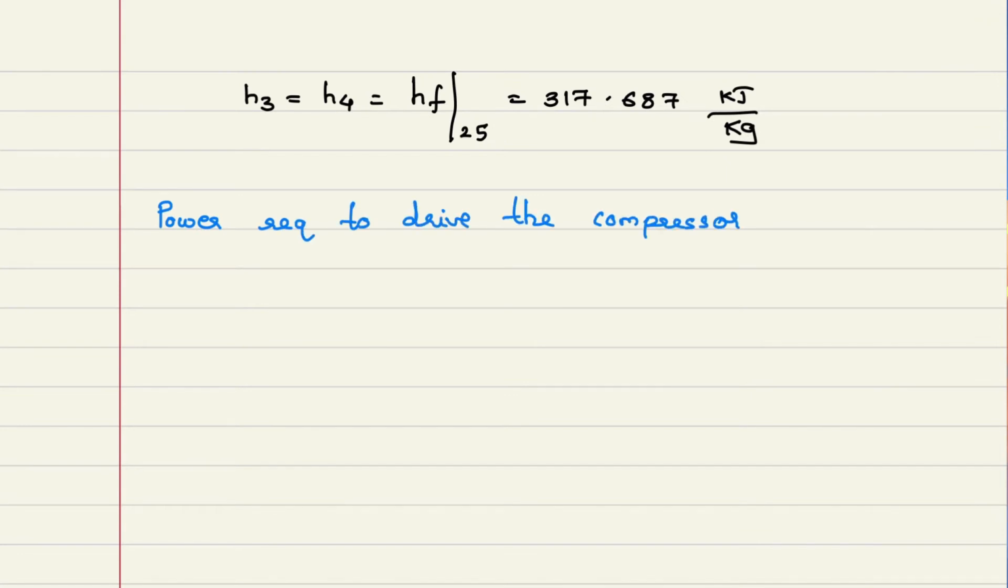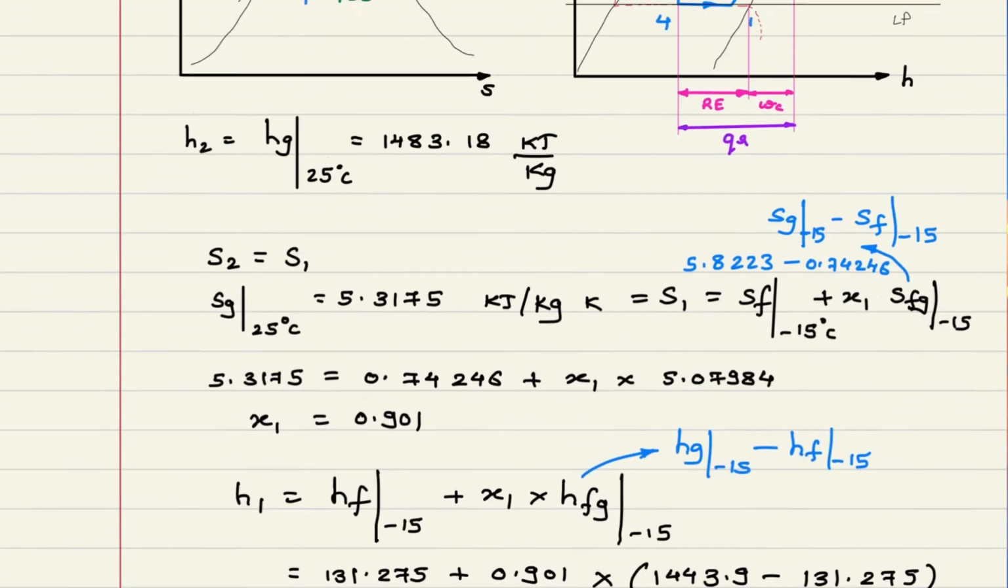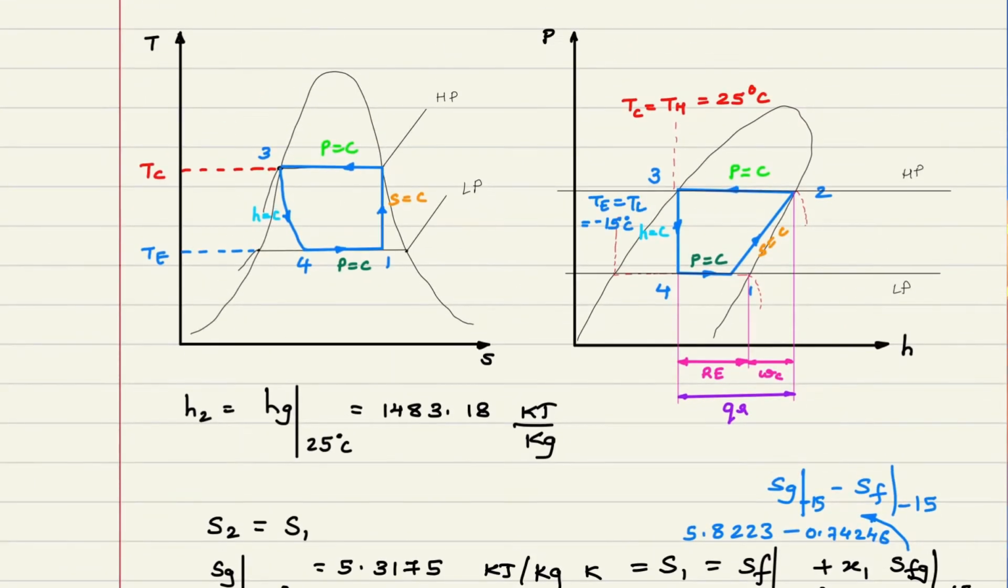Now since power is asked, we have to calculate W dot compressor actual. Now what relation is given? COP actual is equal to 0.6 COP theoretical, equal to 0.6 into, what is the COP theoretical equation? We have to see the pH diagram. Refrigerating effect, which will be H1 minus H4, upon compressor work H2 minus H1.